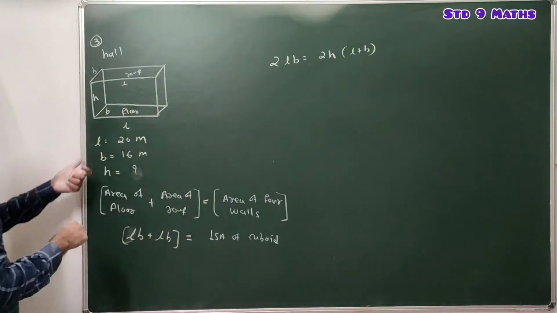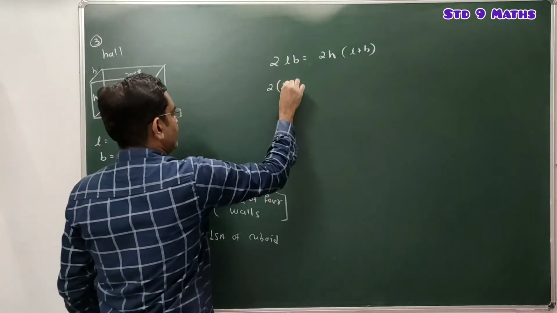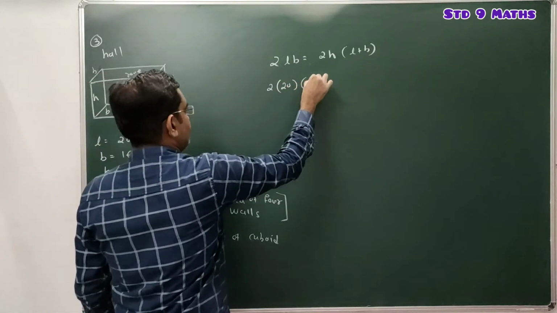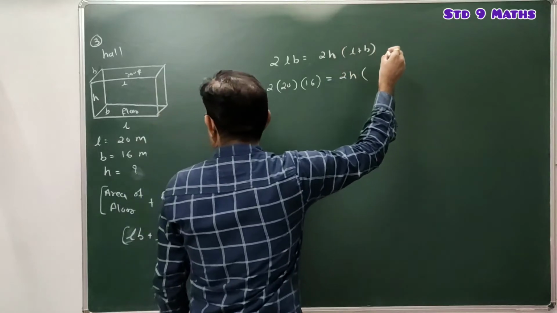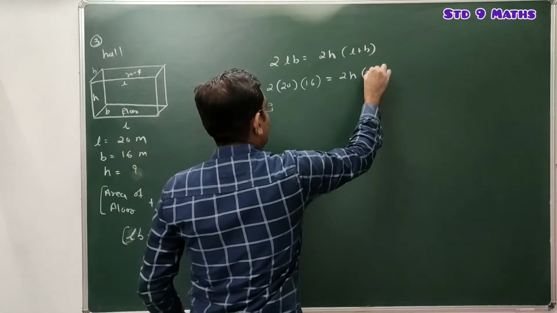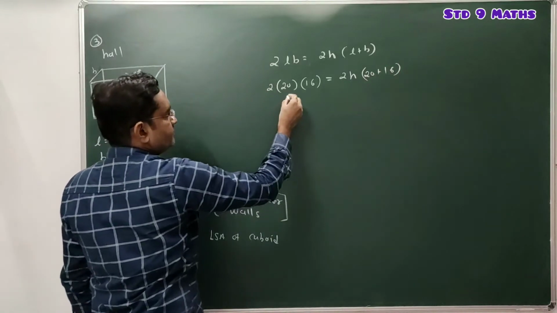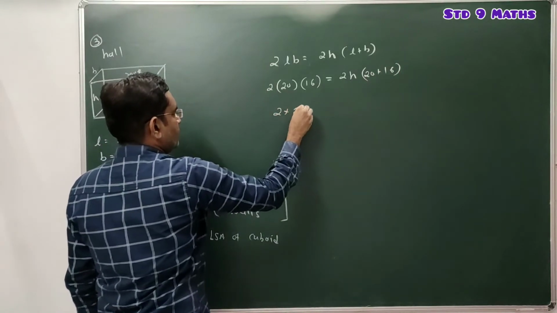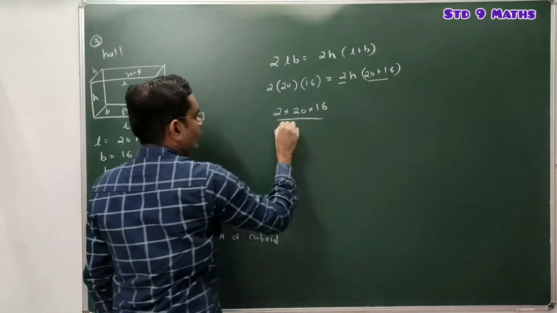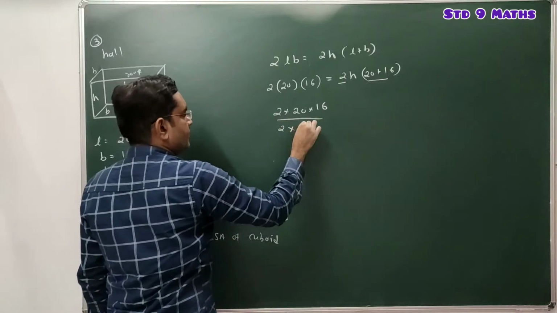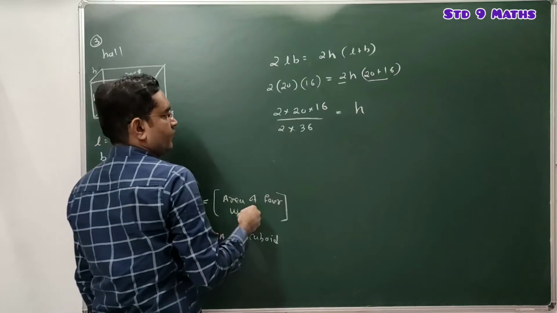So twice of LB, L and B both are given. So it's twice of L, L is 20 and B is 16, and that is equal to twice of H, which is not given, that we have to find, into (L plus B). L is 20 and B is 16. So what is this simplification? 2 into 20 into 16 divided by 2 into (20 plus 16), which is 36, that is equal to H. Simplify this, we are getting the value of H.